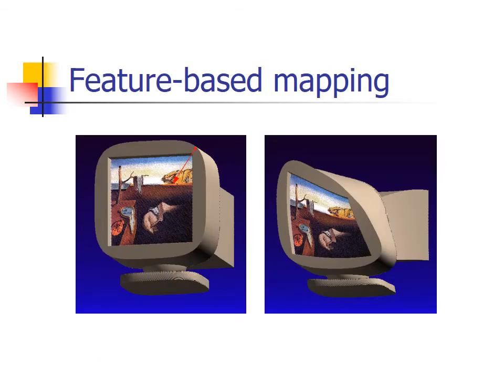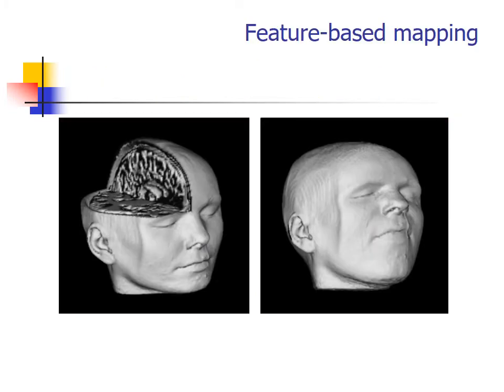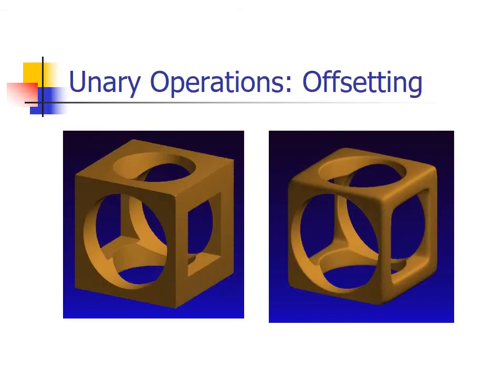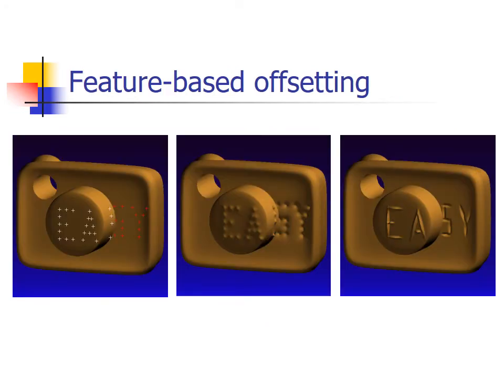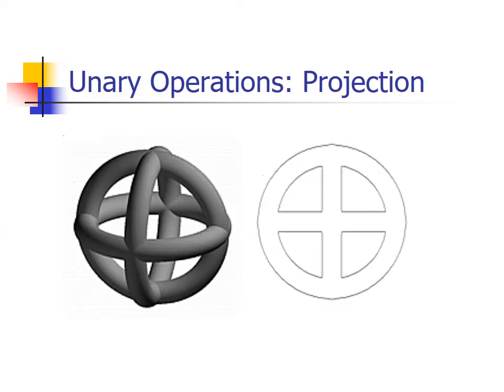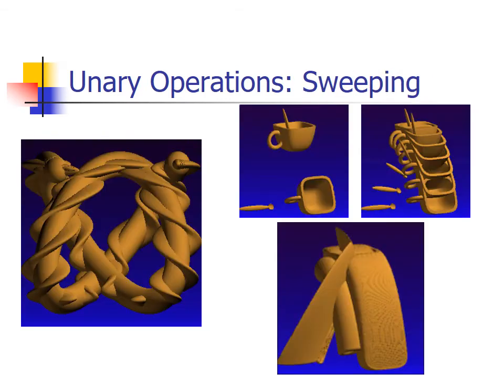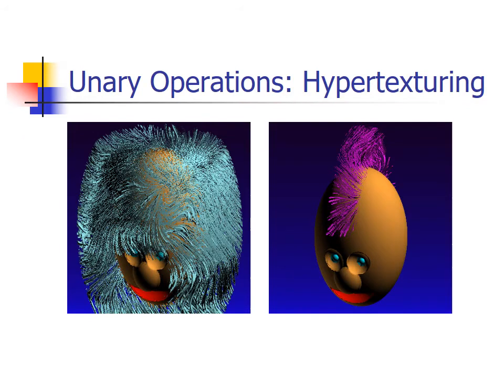This is an example of Fuyuchi-based mapping. And this is an example of Fuyuchi-based mapping too. Here is an example of the unary operation, which is called offsetting. This is an example of the Fuyuchi-based offsetting. This is an example of the unary operation, projection. This is an example of the sweeping operation. And finally, an example of the hypertexturing operation.